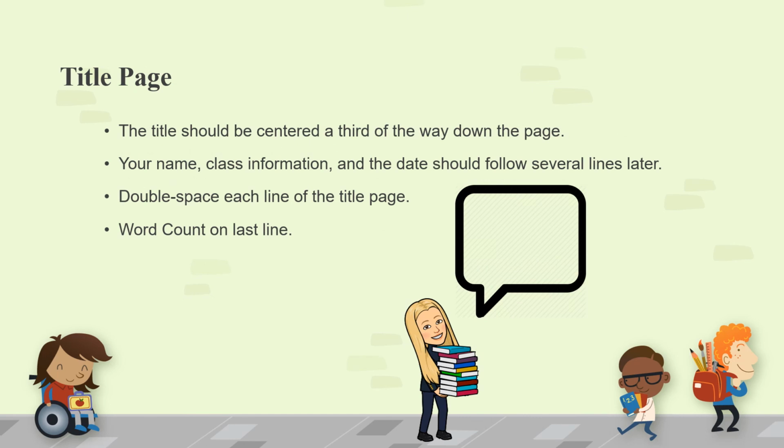Your title page for a formal essay should start centered a third of the way down with the title of the essay. Following that, your name, class information, and date should follow several lines later. You're going to make sure to double space again, and the very last thing that you're going to add is a word count of your total document. But remember, word count does not include footnotes and bibliography.